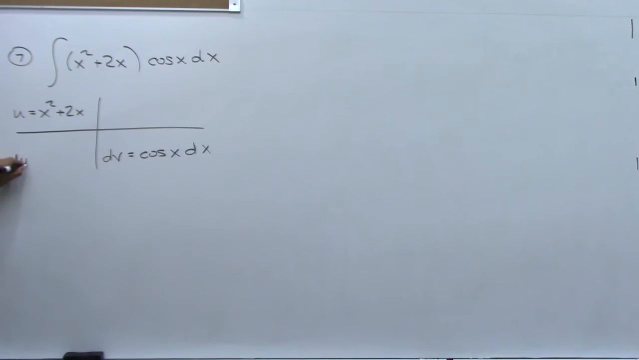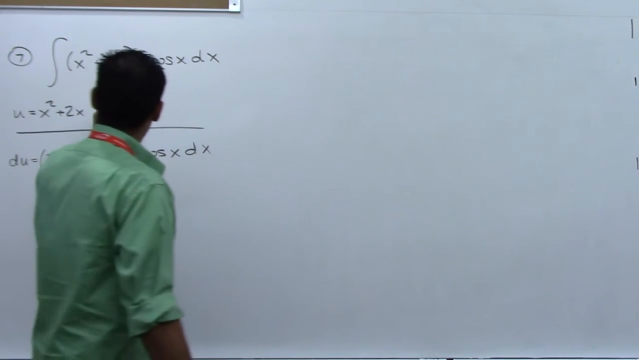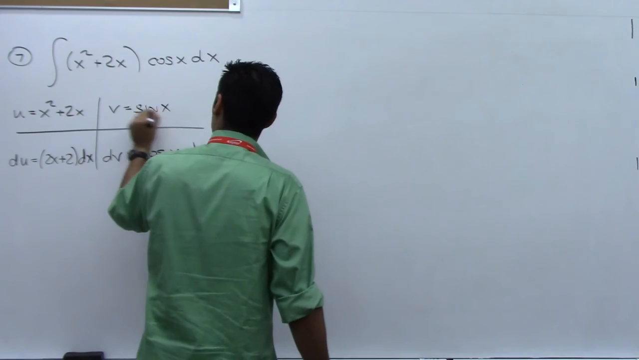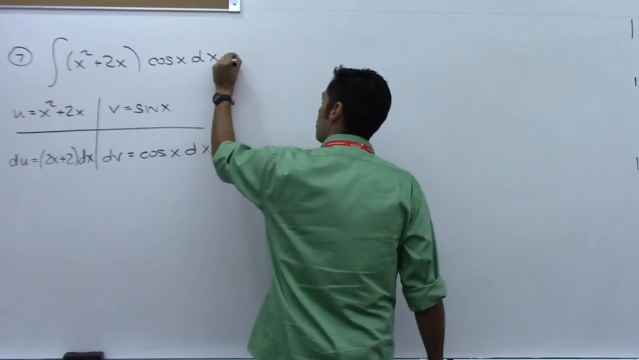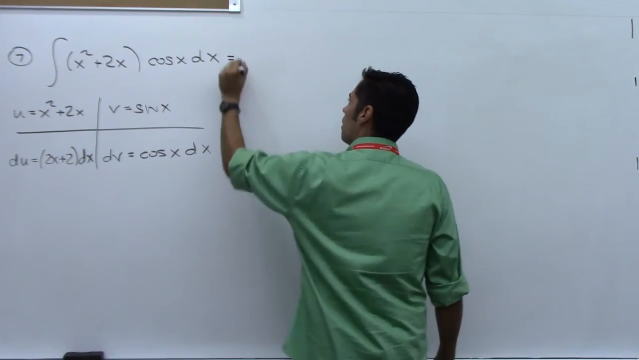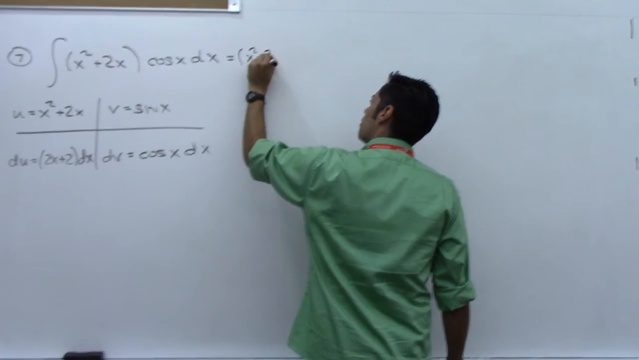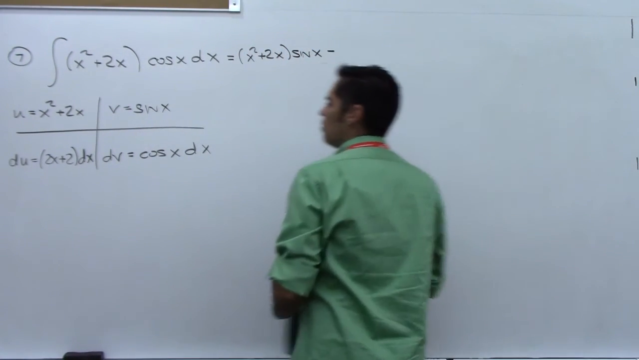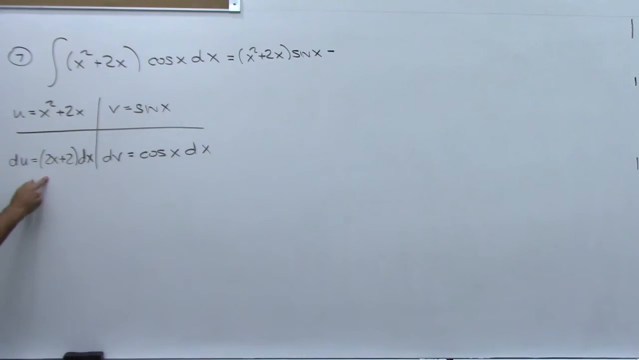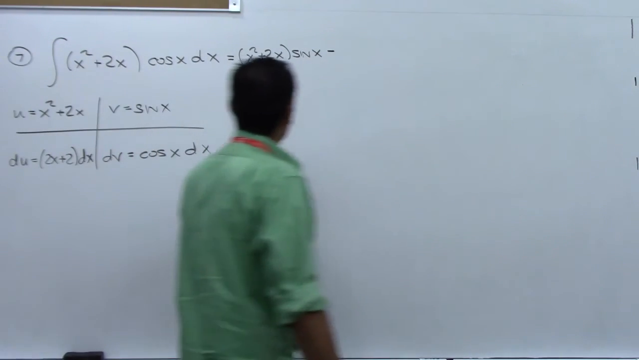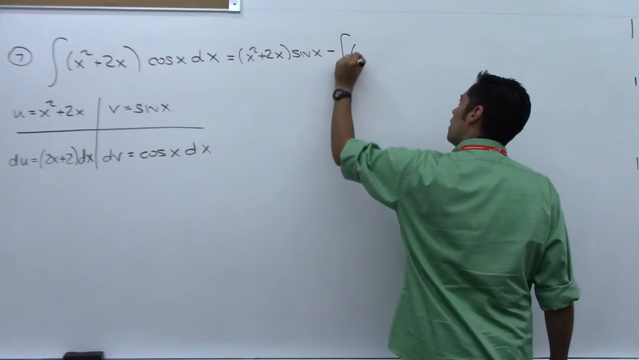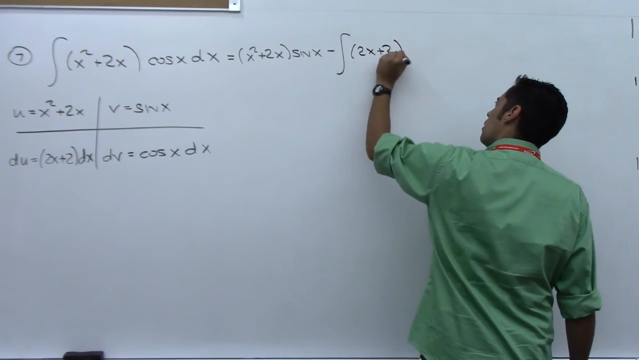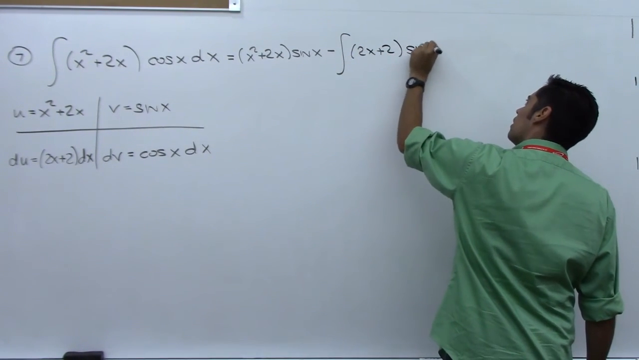So du is going to be 2x plus 2 dx. v is going to be sine x. So this should be ultraviolet: x squared plus 2x sine x minus integral of voodoo. So it's this times this. And I do have a pretty ugly looking expression there: 2x plus 2 and then sine x dx.